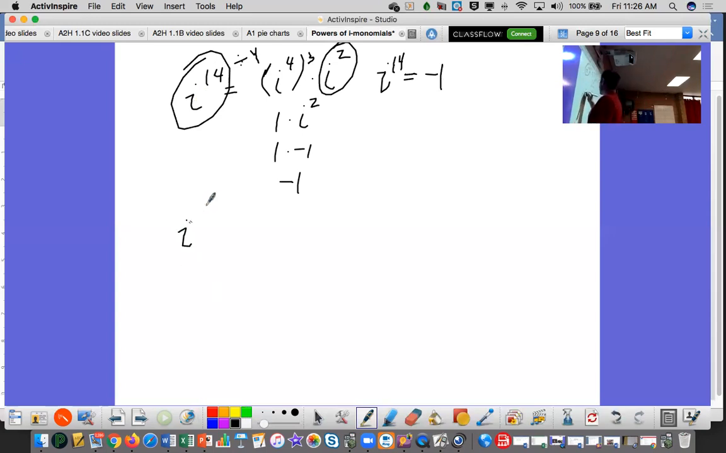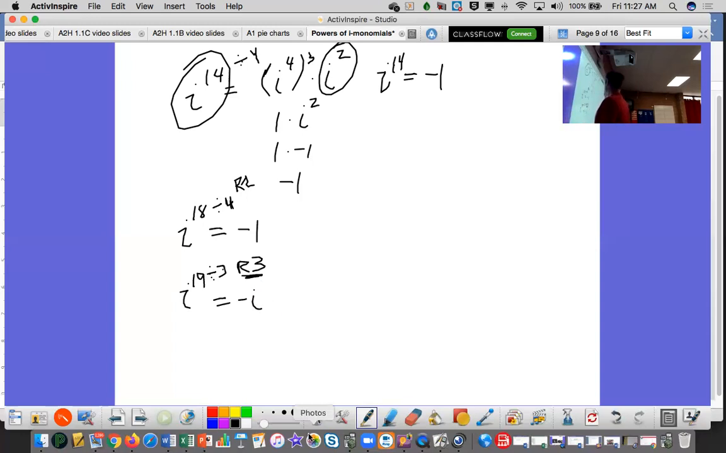i to the 18th: if I divide that by 4, it has a remainder of 2. So anything with a remainder of 2 is going to have an answer of negative 1 again. So i to the 18th equals negative 1. Anything with a remainder of 3, like i to the 19th, if I divide that by 4, gives me a remainder of 3. The remainder of 3 is the same as i to the 3rd, and i to the 3rd is negative i.